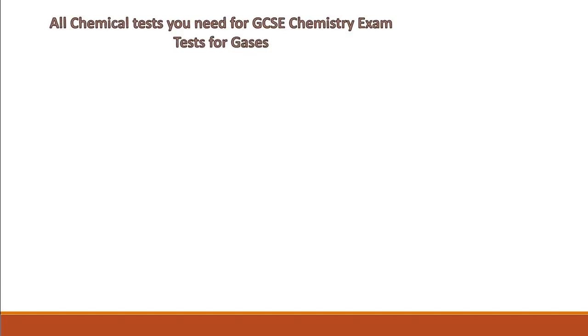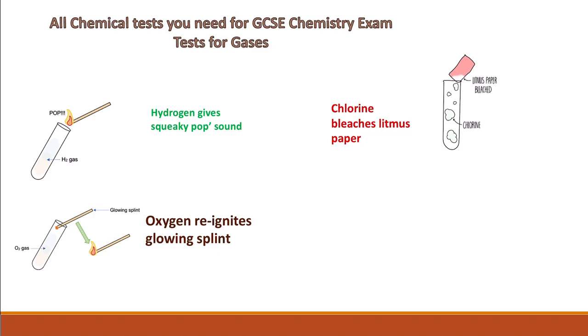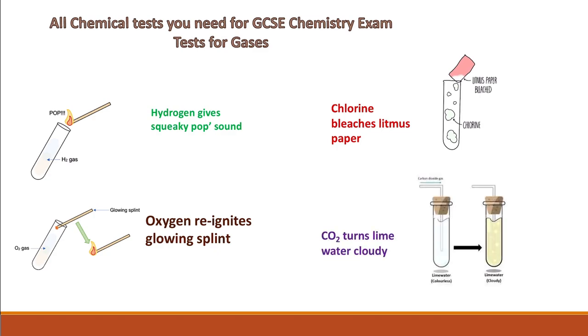The different chemical tests that you need to know for your exams. First, tests for gases. For hydrogen gas, you have a lit splint next to the hydrogen. The hydrogen will give you a squeaky pop sound. For oxygen, you have a glowing splint and the oxygen will reignite the glowing splint. Chlorine will bleach a litmus paper, and for carbon dioxide, you bubble the gas through limewater. Carbon dioxide will turn the limewater cloudy.